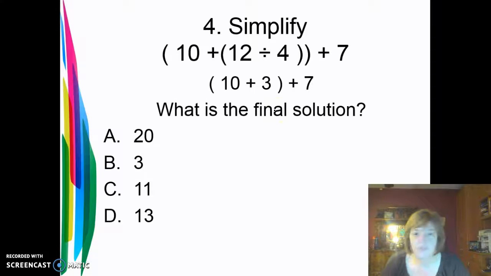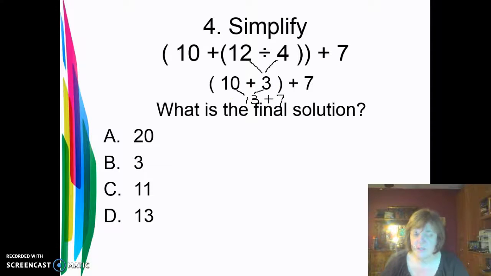All right, continuing with the same problem. Let me just show how we've gotten here. Here's how we got here. We got the 12 divided by 4. I didn't write it, but we have the 10 plus 3, which is 13. And we still have 7.